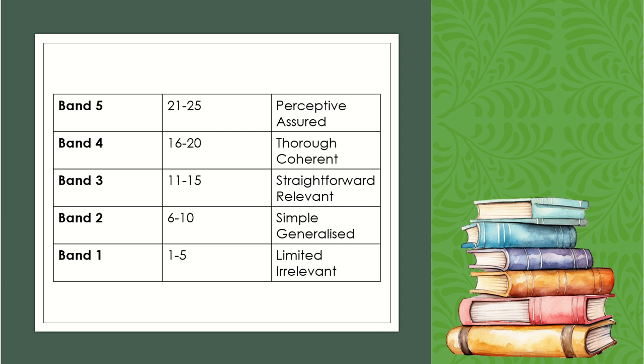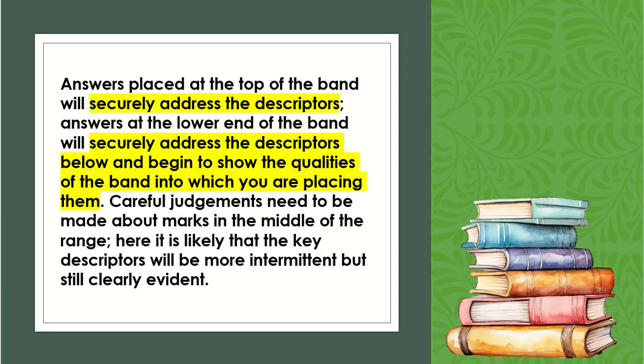I just want to talk briefly about some key points that the mark scheme brings up. And the first is about placing work in the correct part of the band. So work that is placed at the top of bands securely addresses all of the skills within that band. But work that is put towards the bottom of the band means that they have demonstrated securely all of the descriptors for the band below, but are only starting to show evidence that they are addressing the bands in that particular band, if that makes sense.